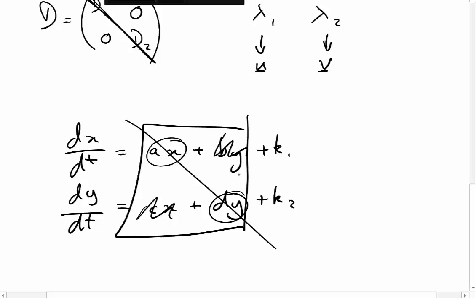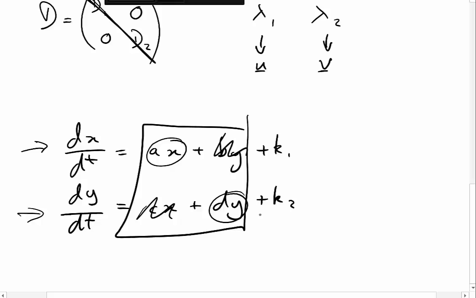Because then, as you can hopefully see, these equations, this dx by dt and dy by dt, just essentially become a linear system which you're used to dealing with. So dx by dt equals ax plus k1. There's no y involved in that equation. And likewise for y, you've got dy by dt equals dy plus k2. There's no x involved in that equation.